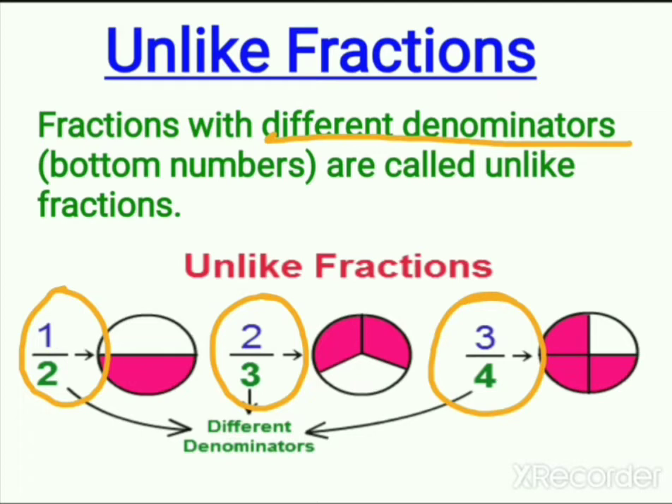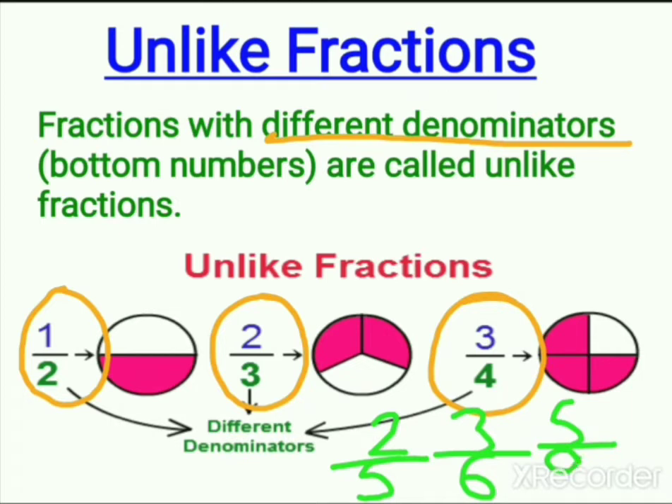Can we write one more example of unlike fractions? Yes. 2 by 5, 3 by 6, 5 by 9. Here the denominators are different: 5, 6 and 9. So these fractions are unlike fractions.